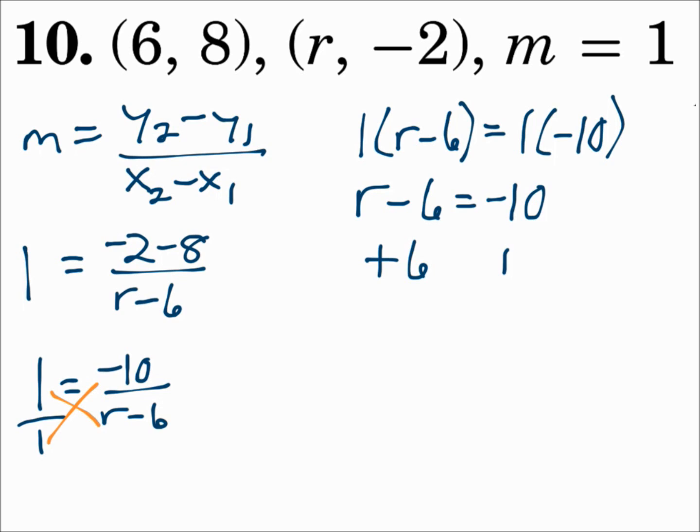If you add 6 to both sides, that cancels out the 6 on the left, and negative 10 plus 6 is negative 4. So substitute the values in and solve for the r.